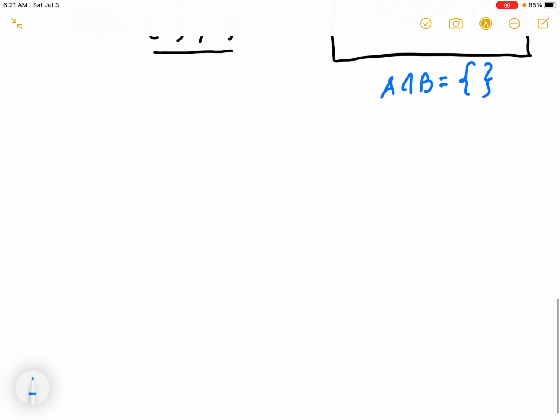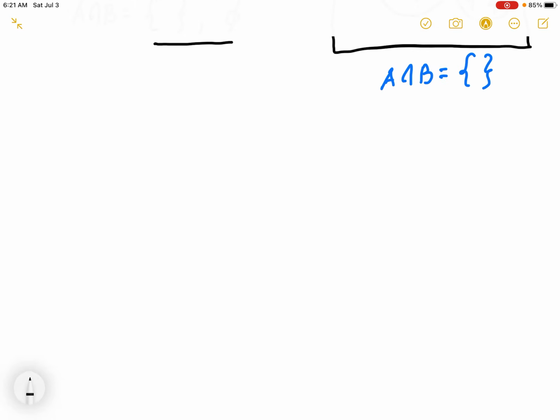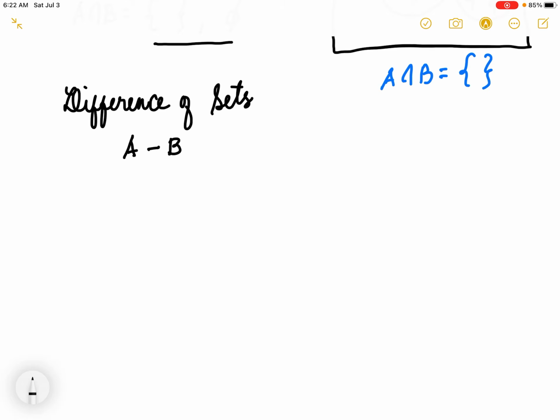Next, we have the difference of sets. It is the set that contains all the elements in set A which are not in set B, or the elements in set B which are not in set A. The difference of sets A and B is denoted by A minus B. We can have also B minus A. Later, I will give you an example for that.